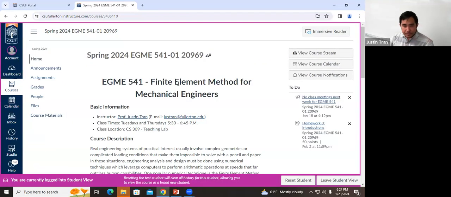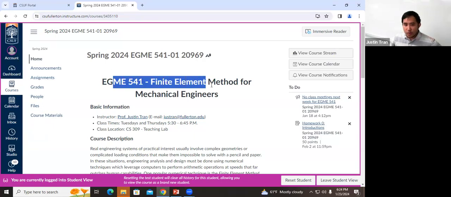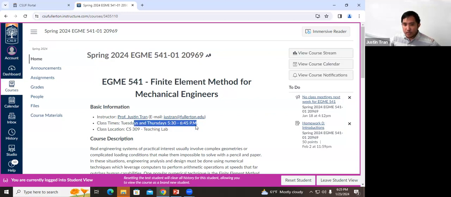Okay. So if you go to the Canvas site, this is what you'll see. You'll see the name of the course, my name, and the lecture times. Everyone here knows that because you're here. So that's good. The physical location of the class is CS309.